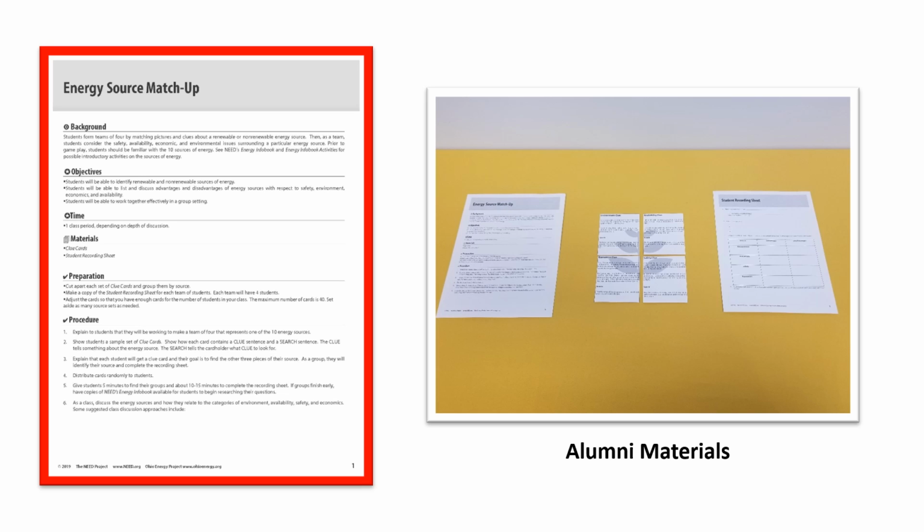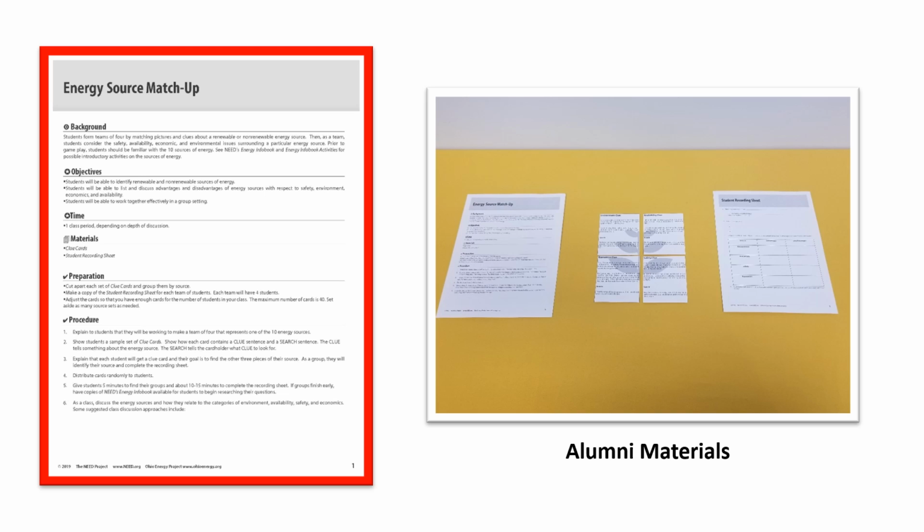At the start of the activity, give 1 card to each student in class. Their job is to interview their peers and find the 3 students that also represent the same source of energy. Note that each card contains a clue sentence and a search sentence. The clue sentence alerts the students to which above category they represent for their source. The search sentence alerts the students to what they should be listening for when interviewing other students.